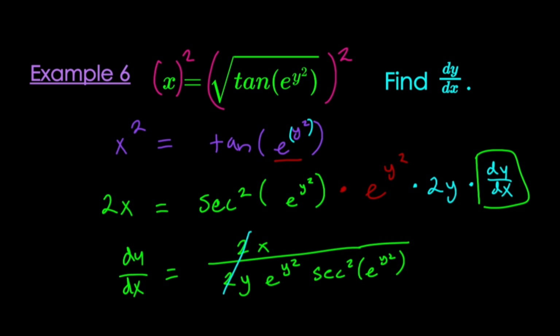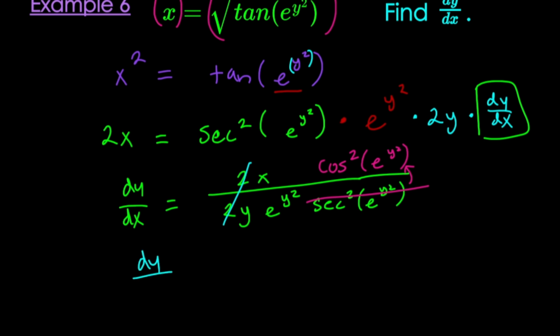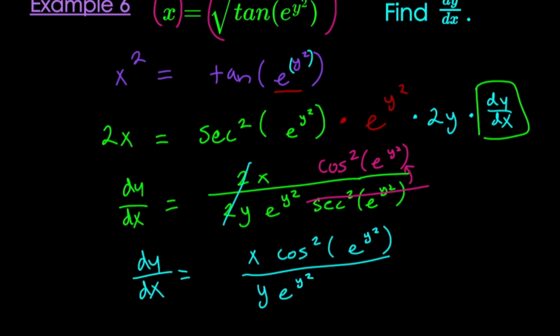We can cancel out these 2's. And we could also bring the secant squared to the top of the fraction as a cosine squared of e to the y squared instead of that secant. So writing it one more time nicely, dy dx is x cosine squared of e to the y squared over y e to the y squared, and that's it.